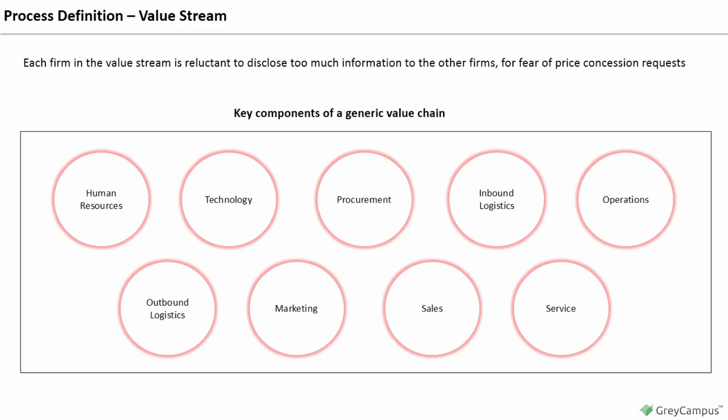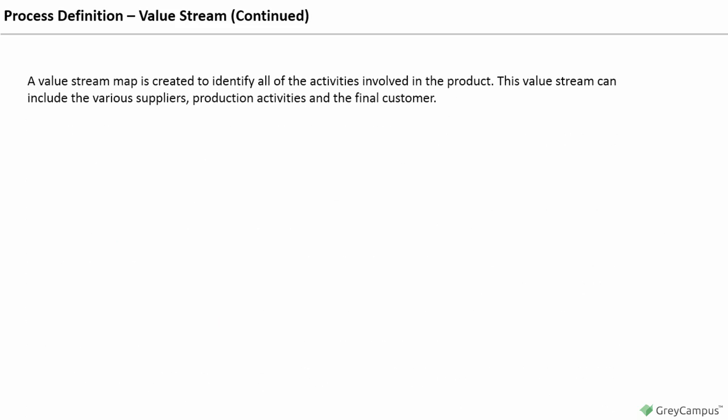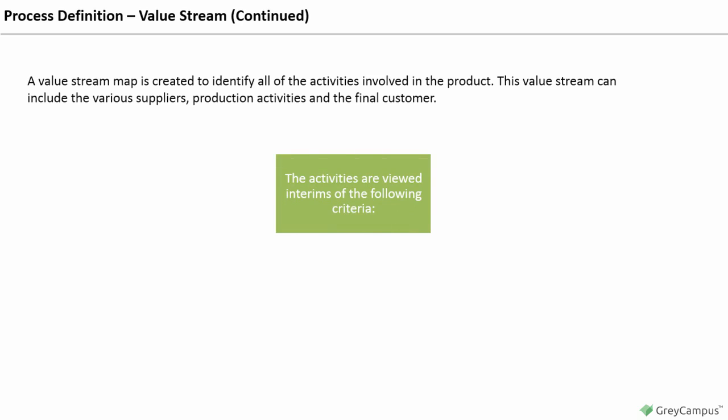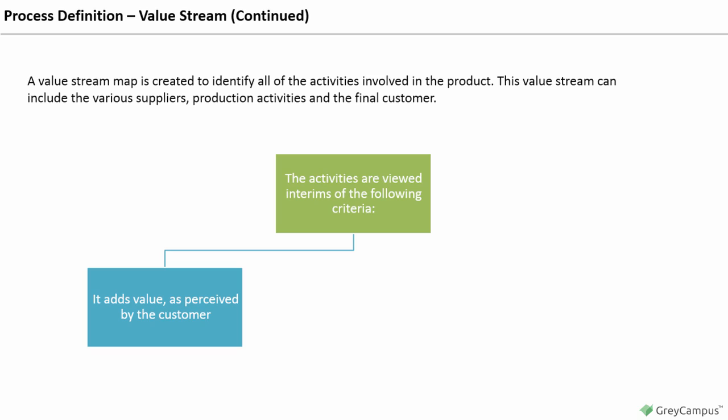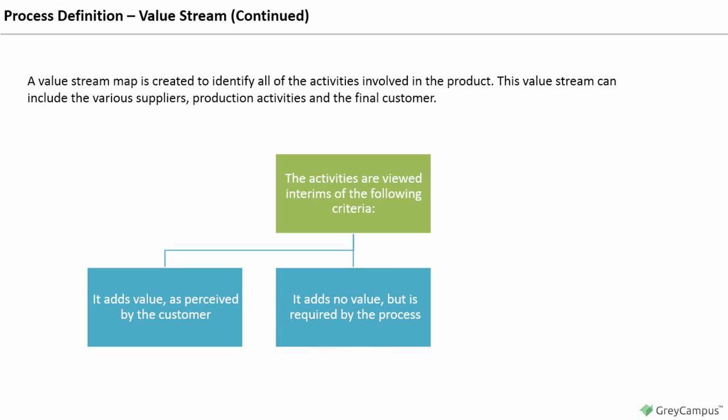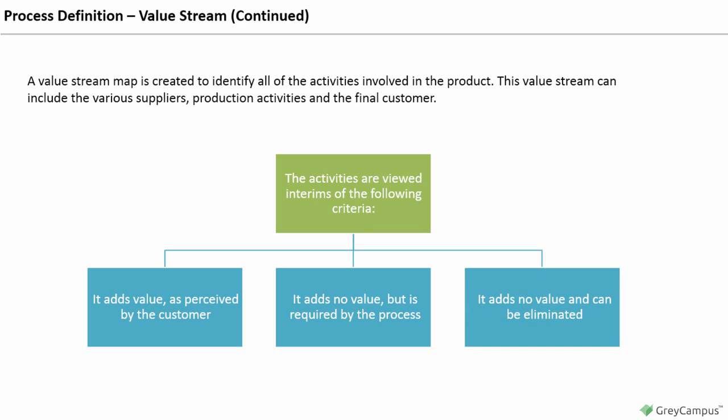The value stream or chain, as used in lean manufacturing efforts, goes into greater detail. It involves a single product stream, which is analyzed for reduction of waste, reduction in cycle time, or improvement in quality. A value stream map is created to identify all of the activities involved in the product. This value stream can include the various suppliers, production activities, and the final customer. The activities are viewed in terms of the following criteria. It adds value as perceived by the customer. It adds no value but is required by the process. It adds no value and can be eliminated.